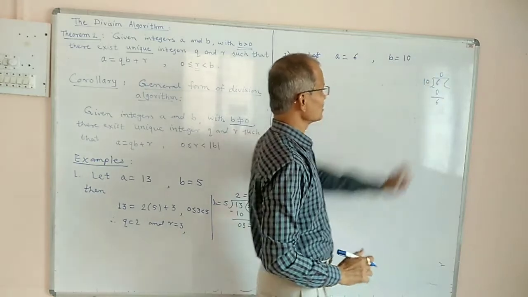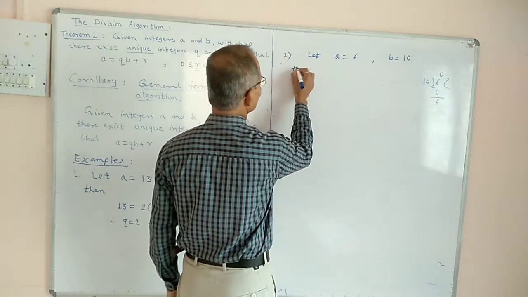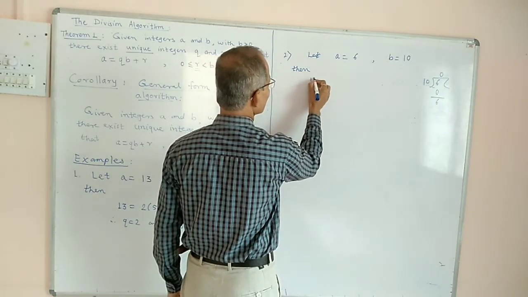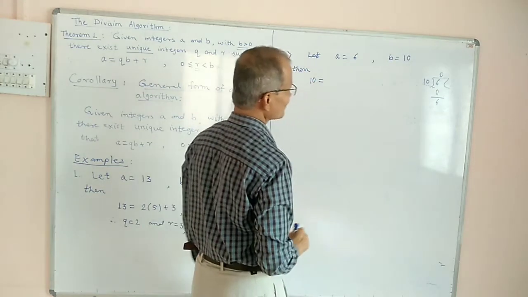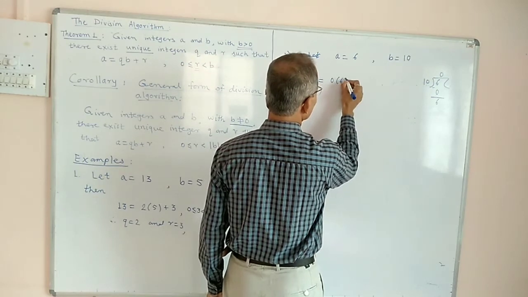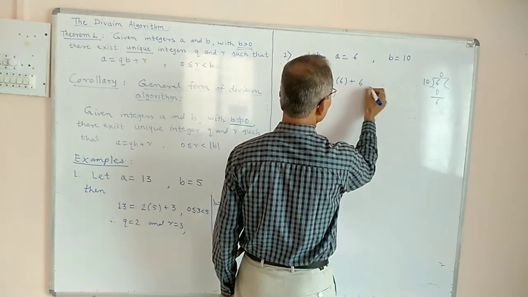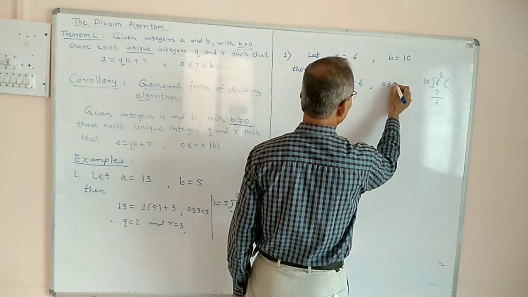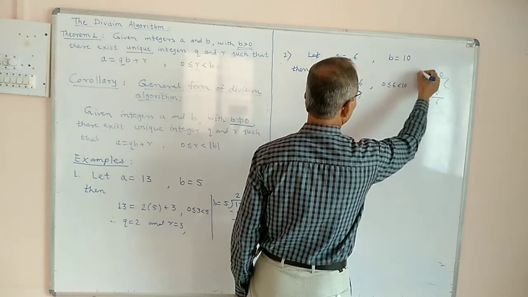The quotient is 0, so then we can write 6 is equal to 0 times 10 plus the remainder 6. 0 less than or equal to 6 less than 10.